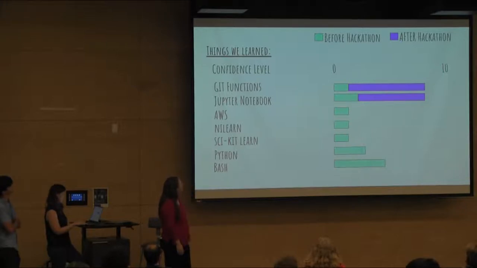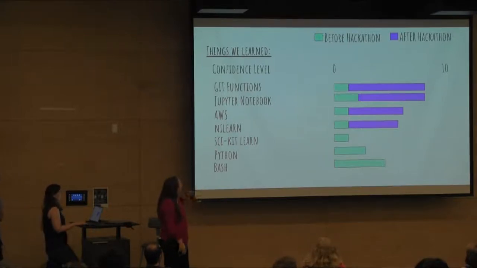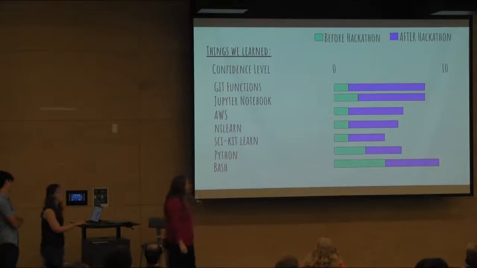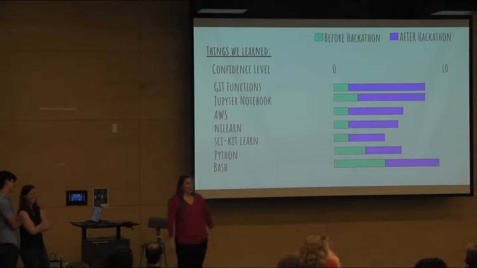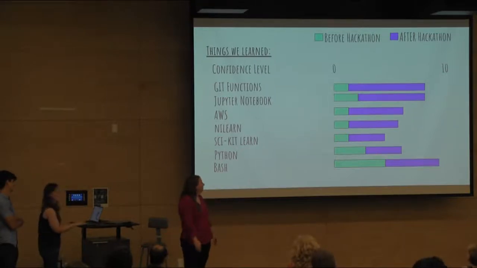Jupyter Notebook improved. AWS was finicky, so we're really interested in what the other group had been working on. NiLearn, scikit-learn, which actually was a lot of Daniel. I had his face on this earlier, but he removed it. Python and Bash skills improved. So overall, we improved a lot of the skills, so it was really helpful.